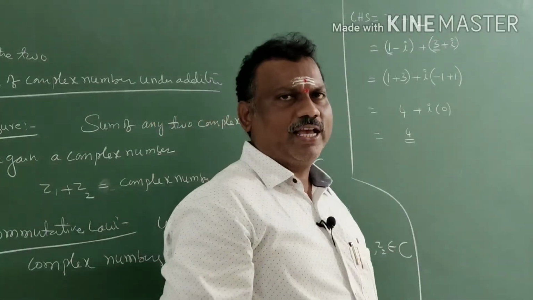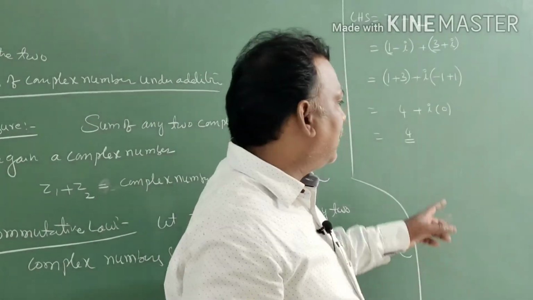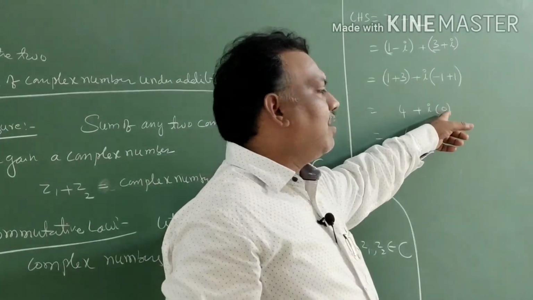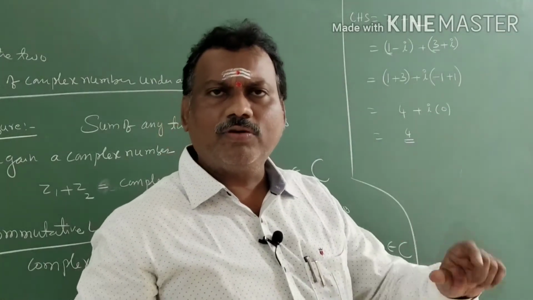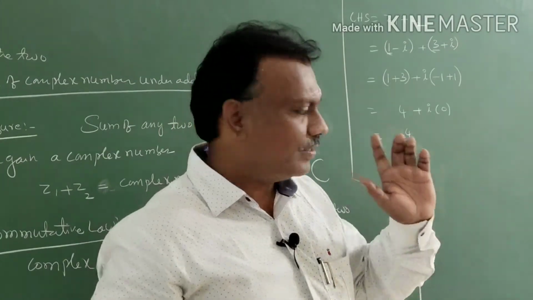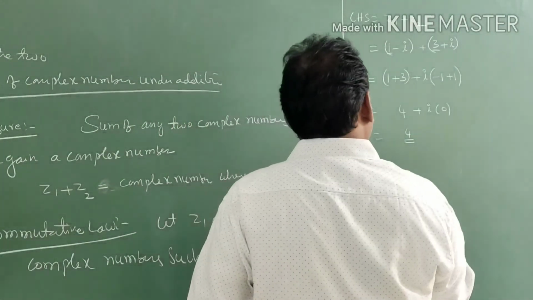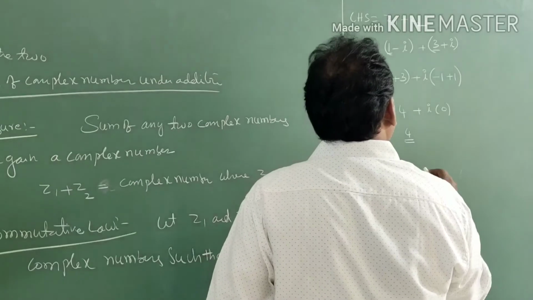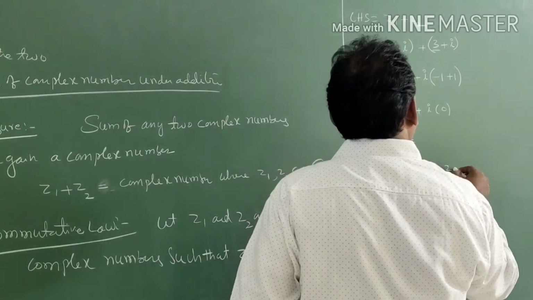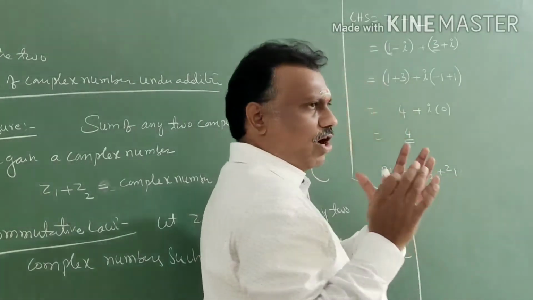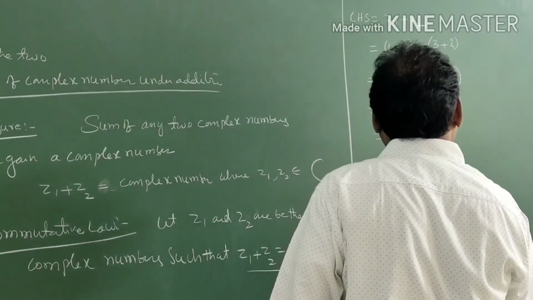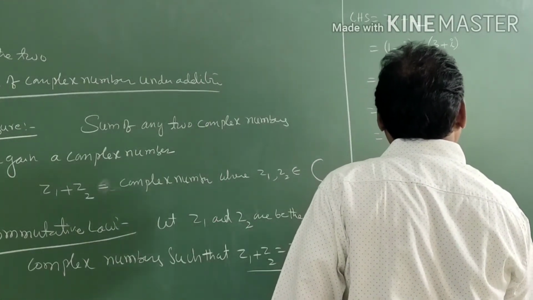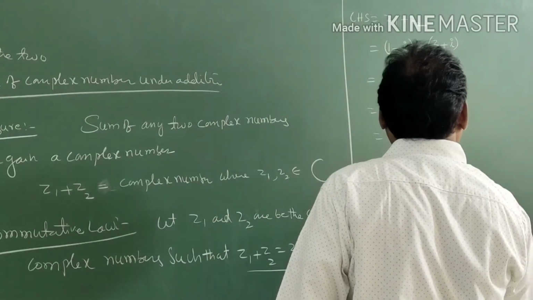In the beginning I explained these parts in detail. But in this complex number, the imaginary part is 0. That's why it is called a purely real number. Right. Now I will check the RHS. What is RHS? Z2 plus Z1. The same complex numbers, we will interchange them. First we will write Z2: 3 plus I plus 1 minus I.